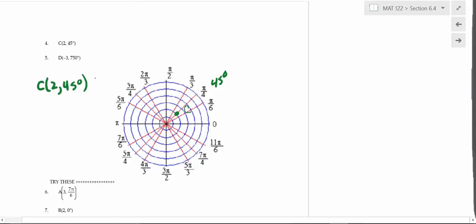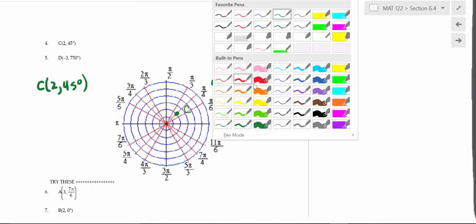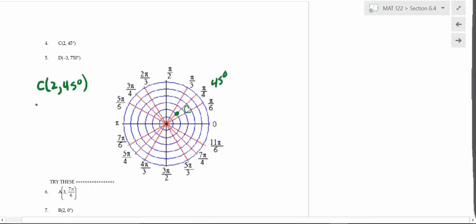Okay, then the next thing we got is the point D, negative 3, 750. So what you want to do on that? Well, first of all, you could subtract 720 from that, because that would just mean 2 laps around the circle. So all this really means is that you're going 1, 2 laps around the circle and 30 more. And of course, 30 degrees is pi over 6.